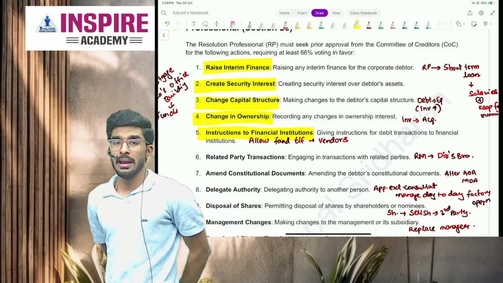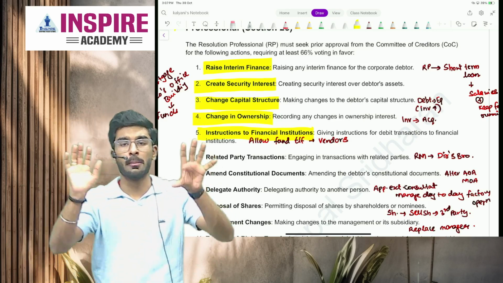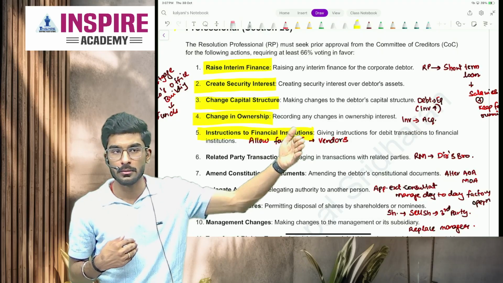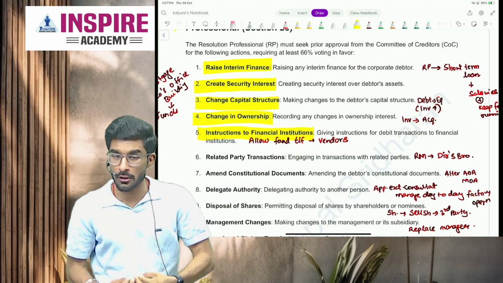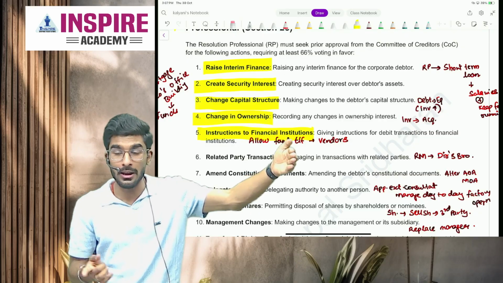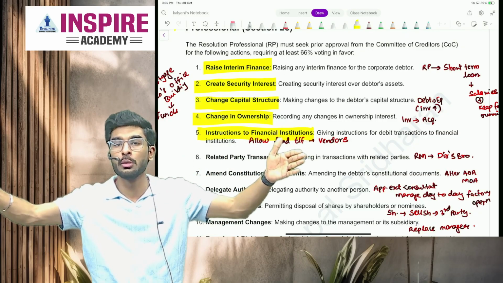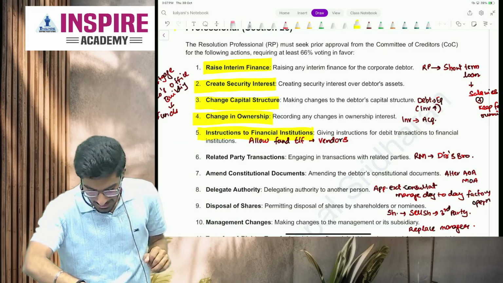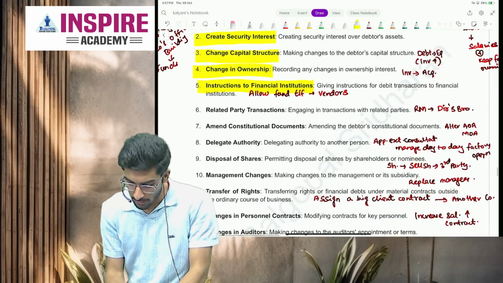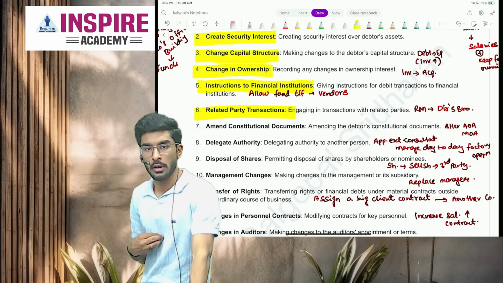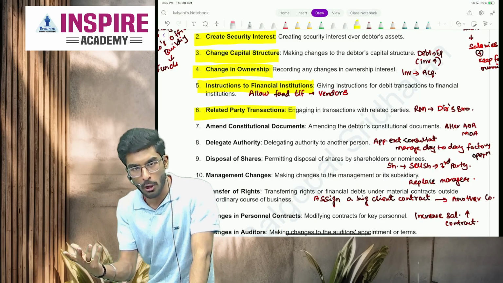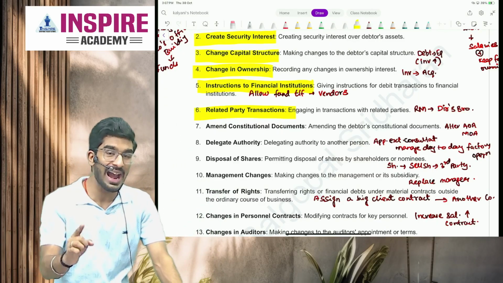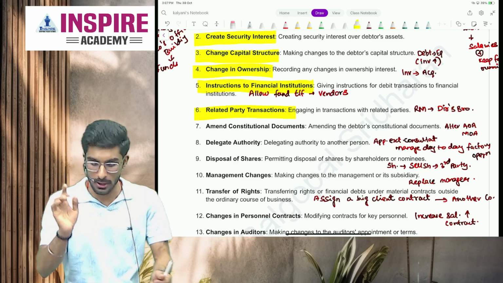Okay, if the resolution professional feels that a certain amount of money has to be paid to the vendors, the insolvency resolution professional can instruct the bank to pay money regularly to the vendors automatically. Such instruction can also be given to the banks. Next is related party. If the corporate debtor wants to buy raw materials from the director's brother, it's a related party transaction. For that, COC's approval is mandatorily required.